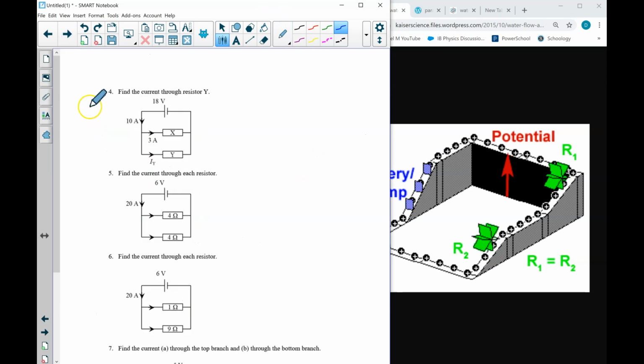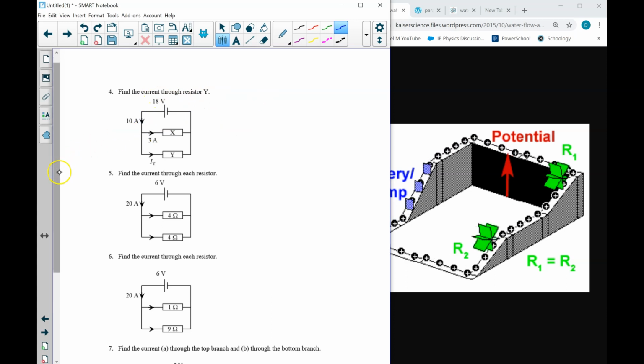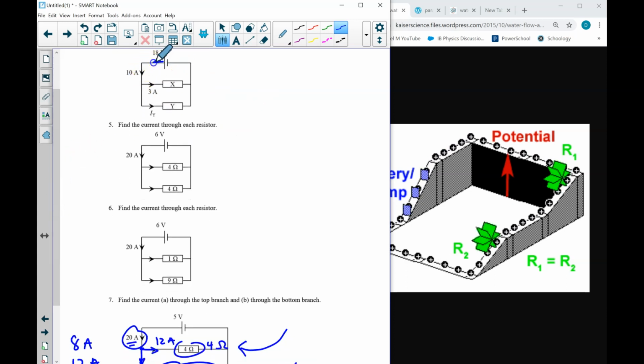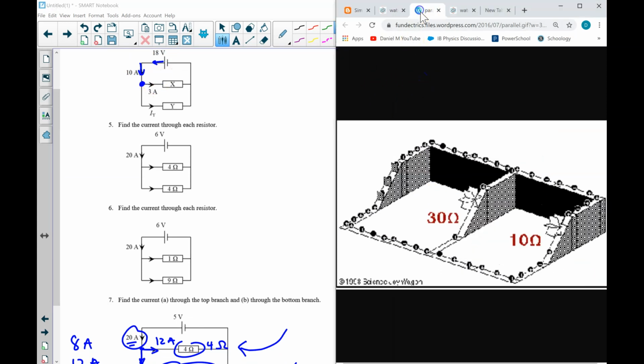Let's look ahead to the next question. Find the current through resistor Y. 10 amps of current flows this way out of the battery, and then right here the current splits up. Here's how that looks. 10 amps reaches this point. They've told us that 3 amps goes down this first path.